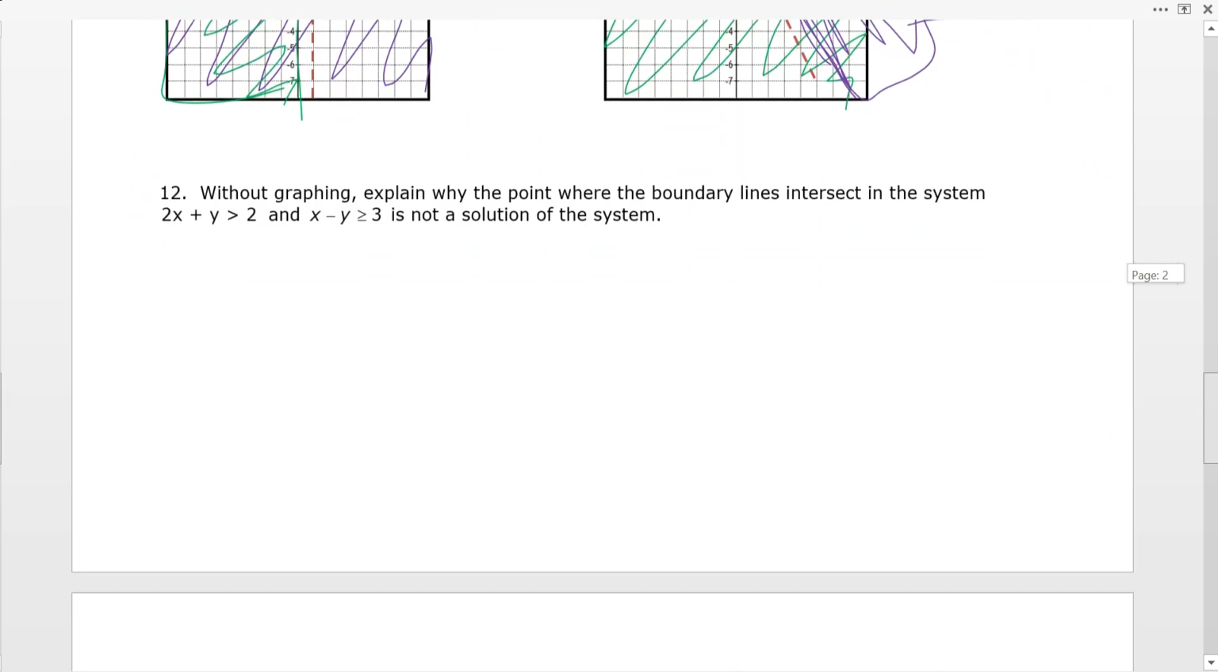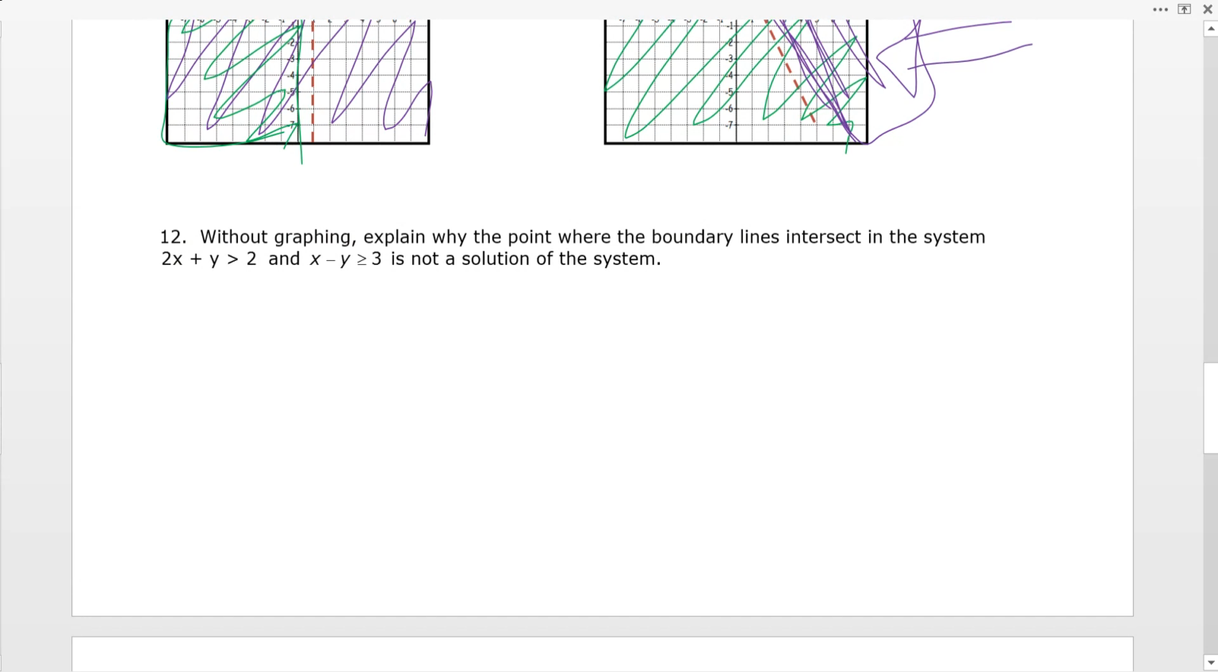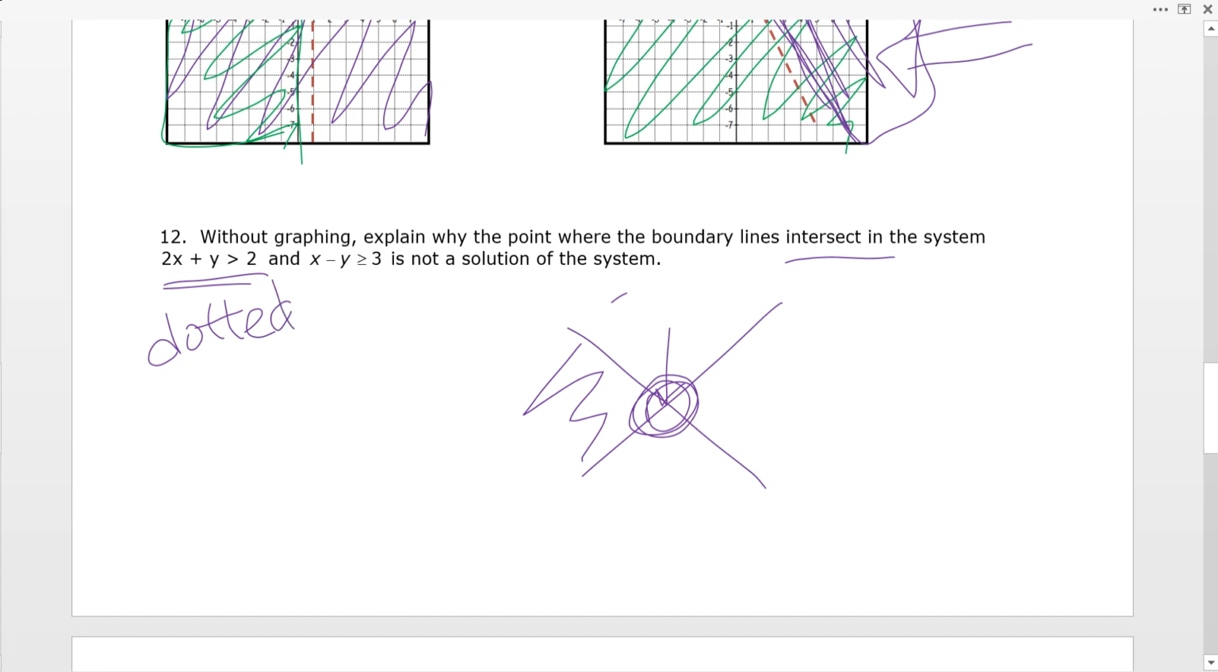Okay, look at number 12. Explain why the point where the boundary lines intersect in the system is not a solution. That's going to have to do with where the lines intersect, right? We're not talking about whatever's shaded. We're talking about the point where they intersect. And why would that not be a solution? Because one of your lines will be a dotted line. And if a dotted line and a solid line intersect, it's not a solution because the dotted line wins. So it has to be two solid lines for it to be a solution, and it's not going to be two solid lines.